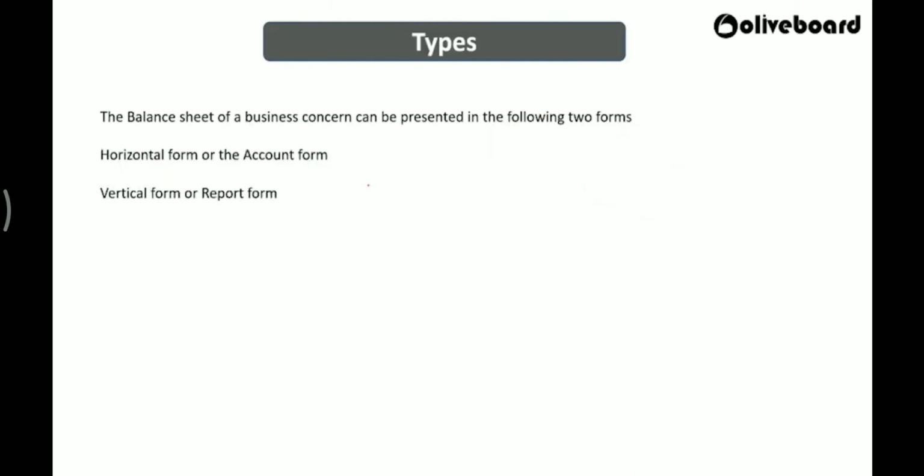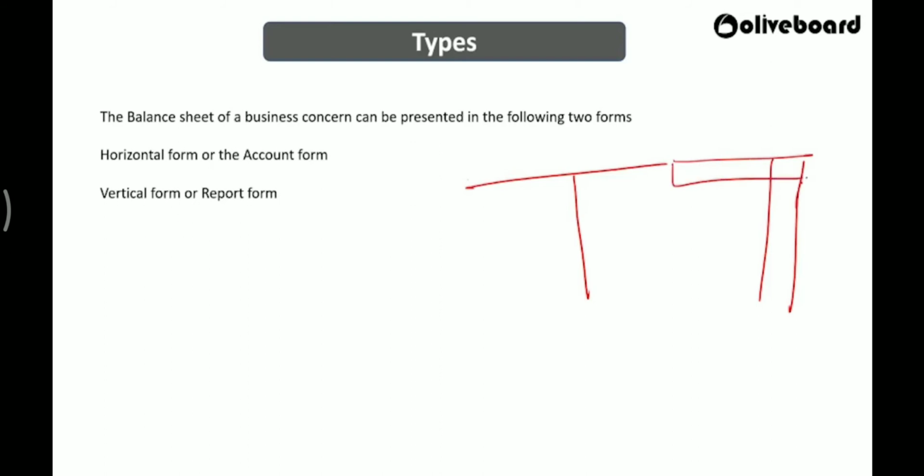Now, this is types, I said. Rather than types, I can say that preparation of balance sheet or format of balance sheet can be presented in two forms. One is horizontal form and one is vertical form. Horizontal means like this. How we have this P&L trading, the same way. Horizontal means this way. Vertical means, you remember trial balance. We did trial balance. Now it is like a statement, right? Trial balance, particulars, amount. That's it. So it's just like a report format. So one is horizontal form and one is vertical form.